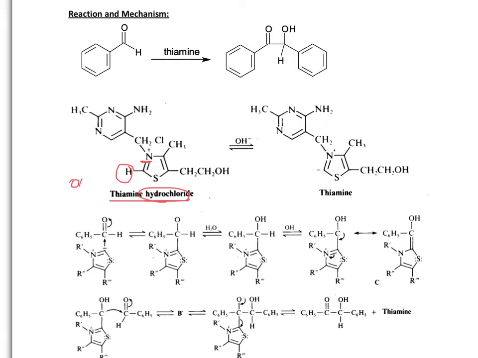So the OH negative is going to simply pick up this proton, and now your electrons are going to sit right here, and that is what is going to attack the benzaldehyde.